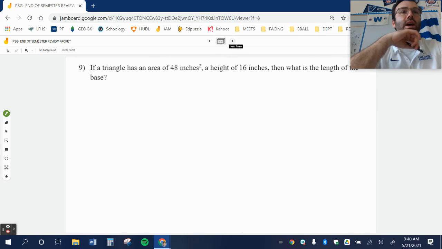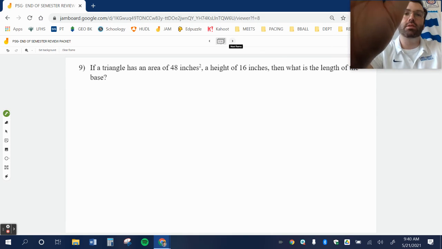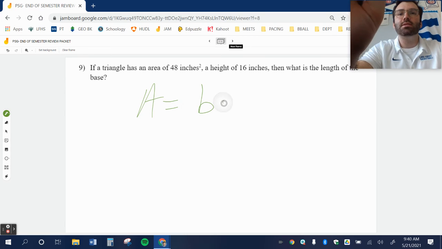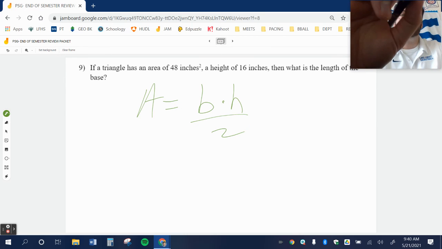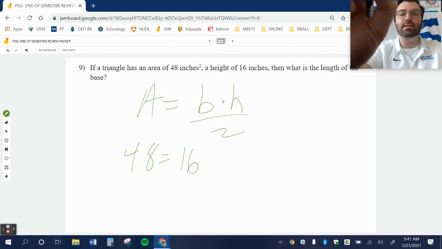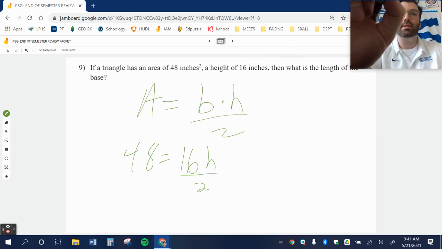Last one, page number 9. The triangle has an area of 48 and a height of 16. What is the length of the base? So area equals base times height over 2. Area is 48. The height is 16. I'm not sure what the base is, and that's over 2.